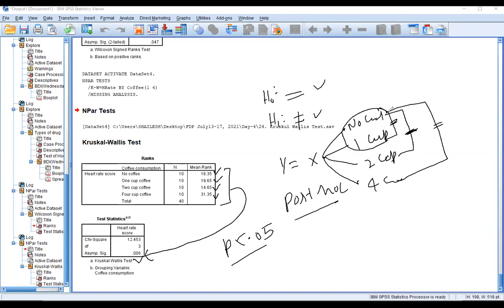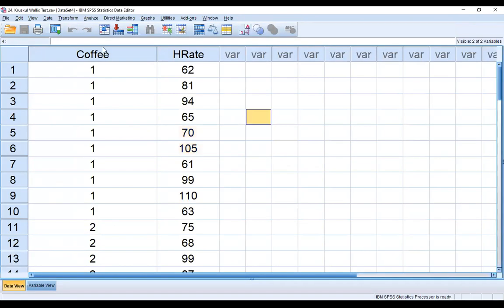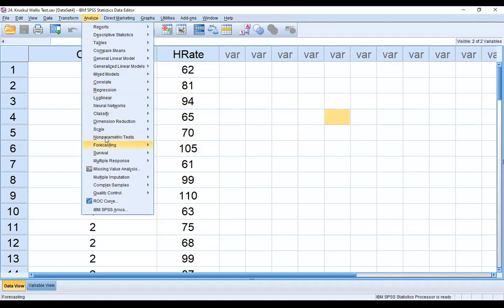First pair, we compare no cup coffee with 1 cup. Second, no cup coffee with 2 cup coffee, we will use the Mann-Whitney U test. And third, no cup coffee with 4 cup coffee. Okay, so I am doing one by one. So here the Kruskal-Wallis test. Analyze, I am sharing the slides. I am performing the Mann-Whitney U test 3 times.